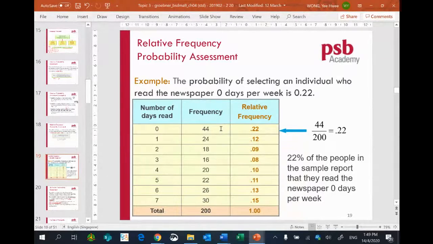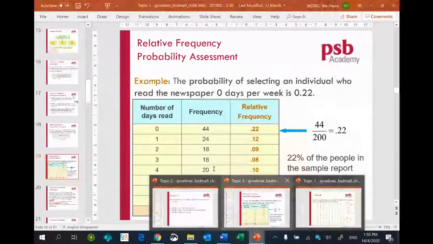So what's the chance that you will bump into this kind of people? The chance is 22%, because there are so many people who don't read the newspaper. If you're walking around that area, you have a 22% chance of bumping into this type of people. Clear? So this is called relative frequency, which is this number divided by the total.